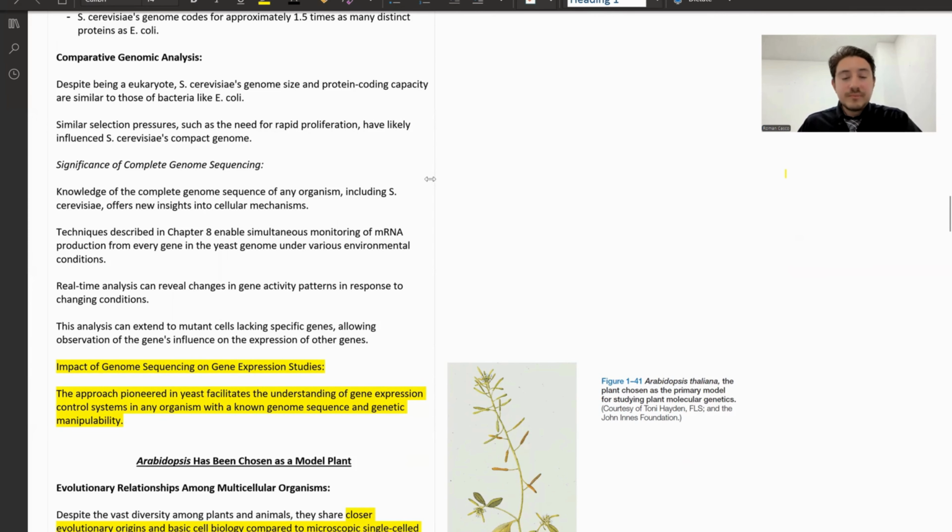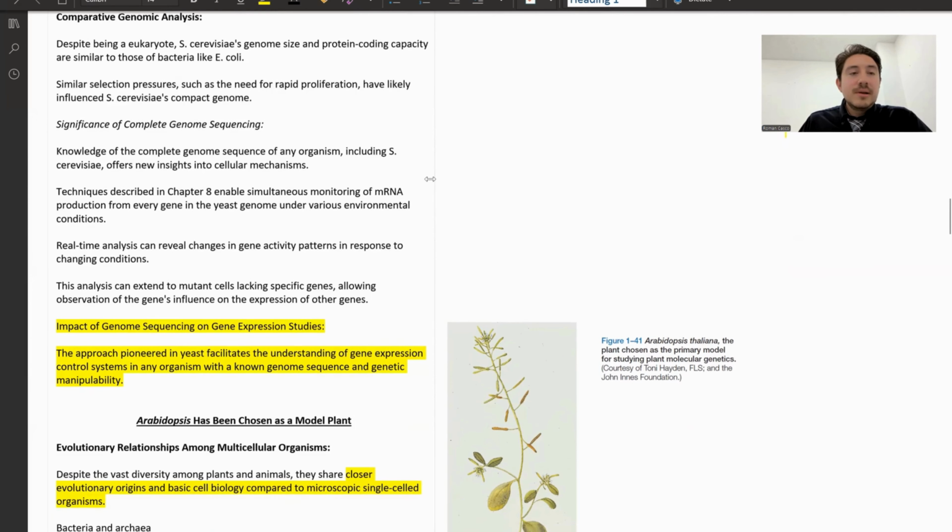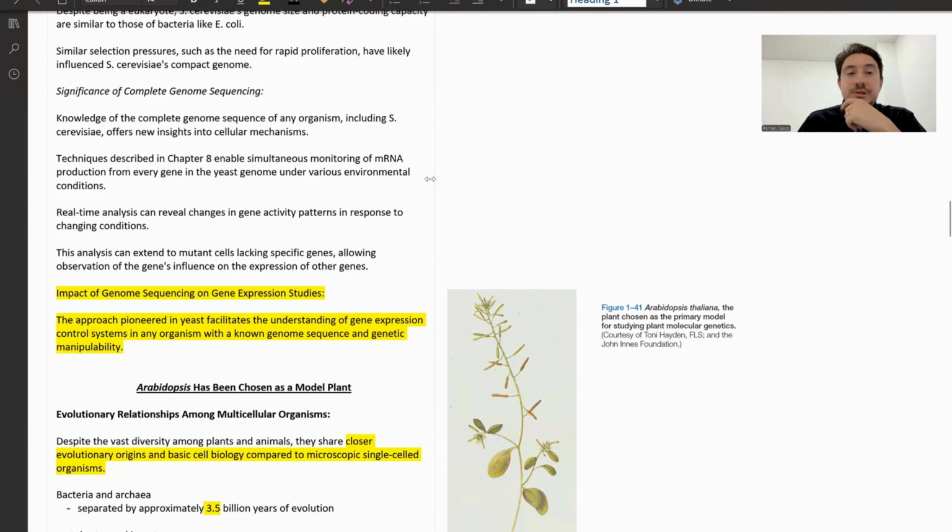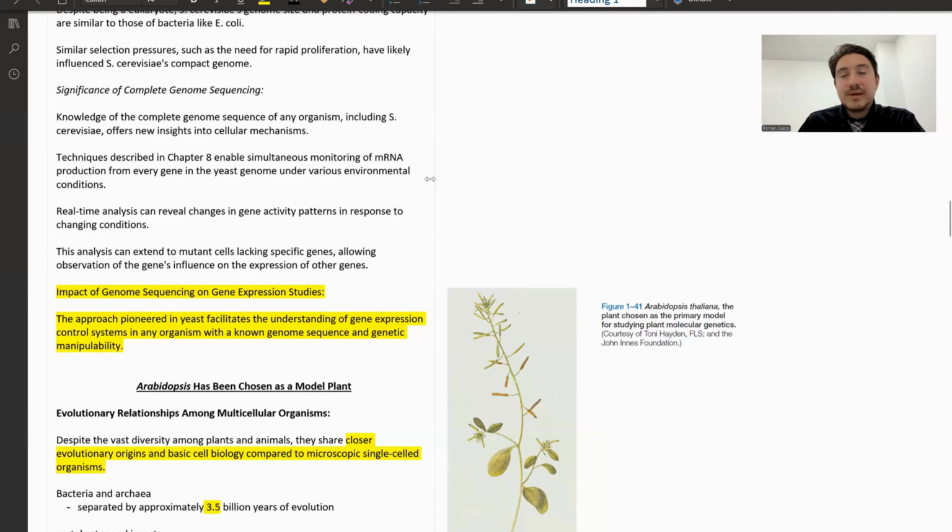Similar selection pressures, such as the need for rapid proliferation, have likely influenced the yeast's compact genome. Since you need to reproduce quickly, the likelihood of having a not so large genome is higher, because you need to survive instead of spending time replicating more.